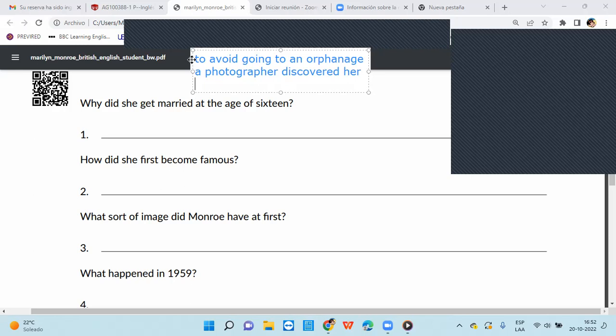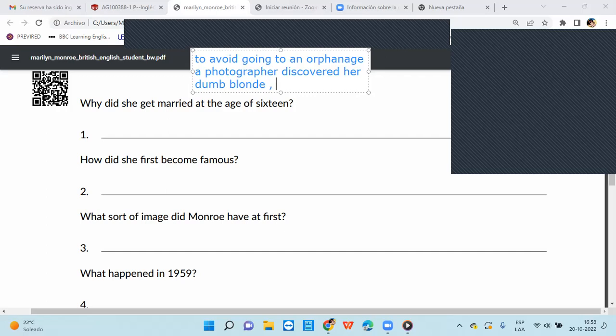She was short, like a deep blonde... sorry, like a what? Like a dumb blonde. What's the meaning of dumb blonde? In Spanish, la rubia tonta, no? La rubia tonta. Right. A dumb blonde.